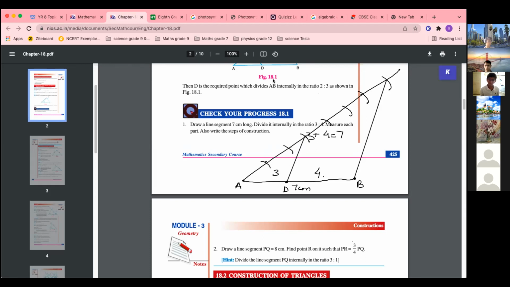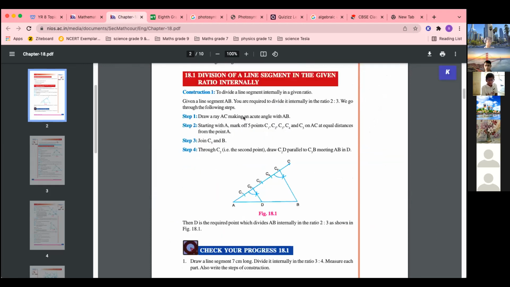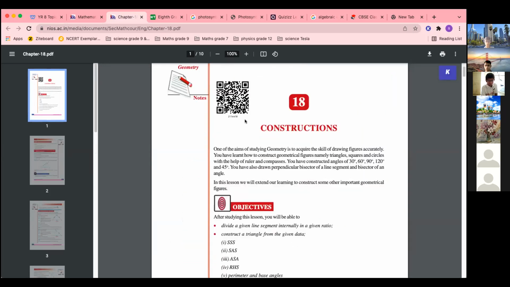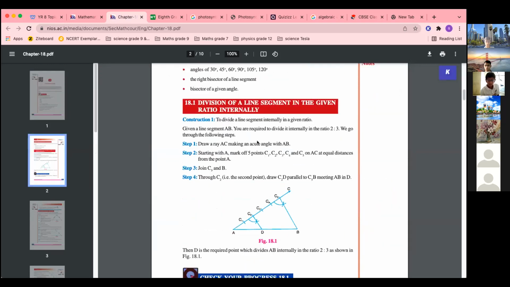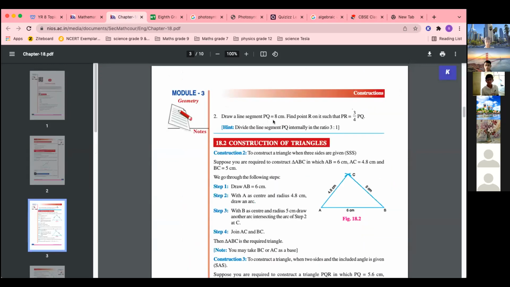Okay. Now moving to other types of questions. Now what is the other type? In this exercise we have only this much. The second one you can draw on your own. Draw a line segment 8 centimeter, find point R on it such that PR is... Now see this question, how will you do it? PQ is given, so let us draw PQ.